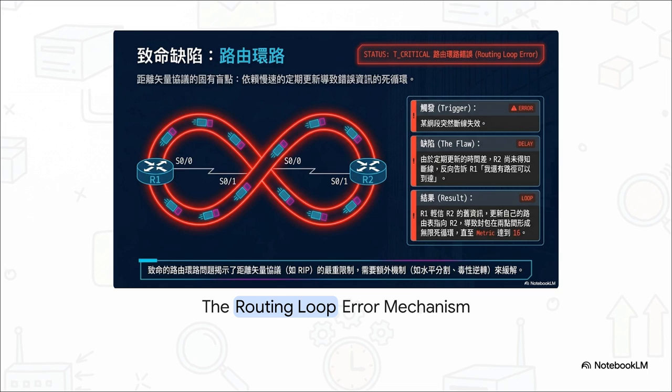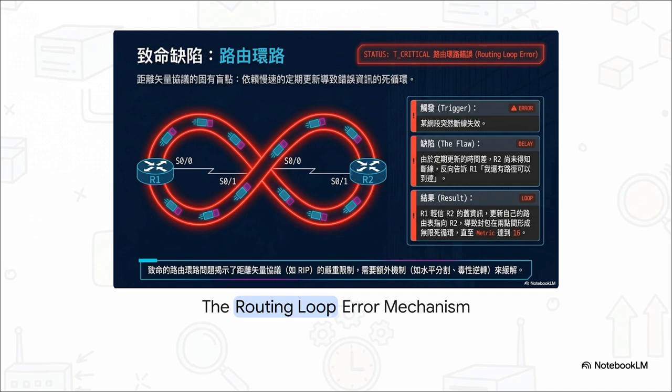Say a connection suddenly goes down. A router needs a second to realize it and tell its neighbor. But what if there's a slight delay? Let's say R1 loses its connection. Before R1 can warn R2 that the network is dead, R2 sends its regular update saying, hey, I have a path to that network. R1, being totally blind, believes R2 and updates its table to route through R2.